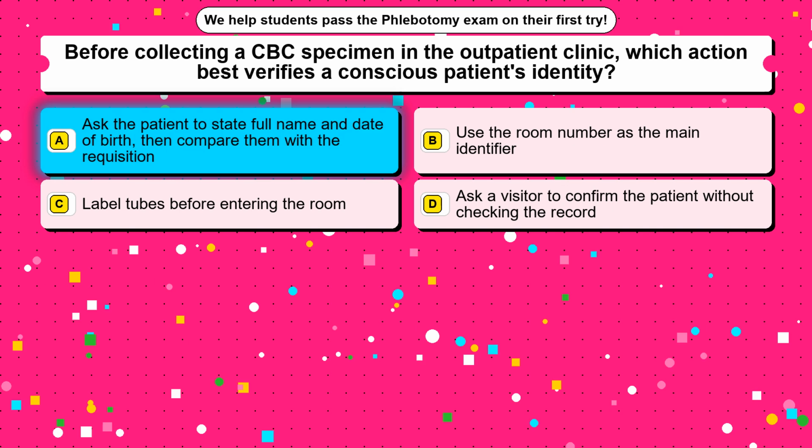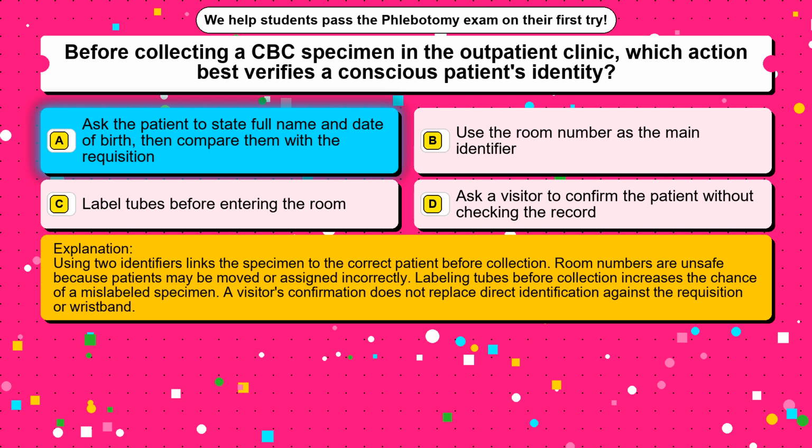The correct answer is option A. Ask the patient to state full name and date of birth, then compare them with the requisition. Using two identifiers links the specimen to the correct patient before collection. Room numbers are unsafe because patients may be moved or assigned incorrectly. Labeling tubes before collection increases the chance of a mislabeled specimen. A visitor's confirmation does not replace direct identification against the requisition or wristband.